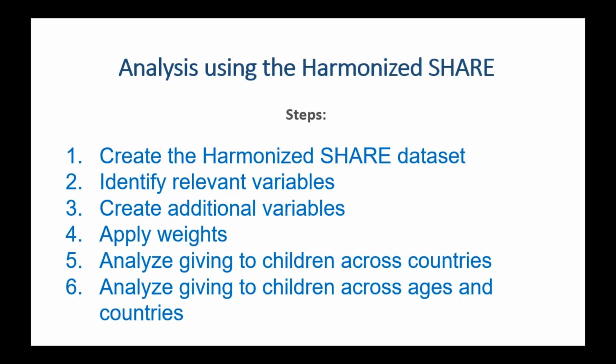So to do that, here's the steps we're going to do. We're going to create the harmonized SHARE data set. We're going to identify our relevant variables. We'll create some additional variables for our analysis. We're going to apply weights. We're going to analyze giving to children across different countries, these SHARE countries here. And we're going to analyze giving to children across different ages and different countries.